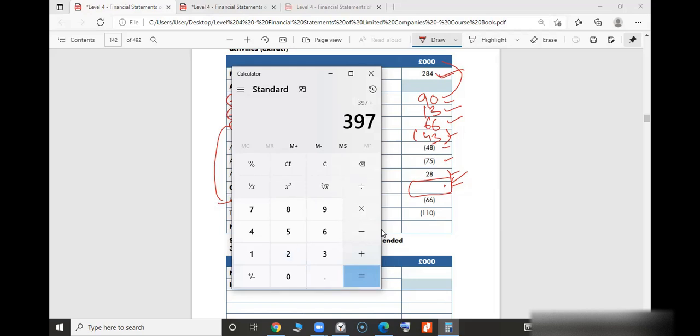Oh my gosh. Did I not? Minus 75. 28 minus 75 minus 75. What did I do? Let's do it again. Profit 284 plus 90 plus 13 plus 66 minus 43 minus 48 minus 75 plus 28. Yeah, 315. I agree with 315.